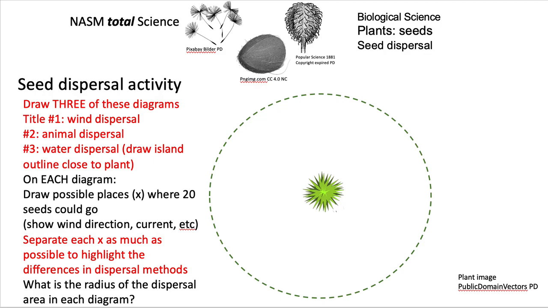You're going to draw 3 different diagrams with a plant in the middle and a circle around it, and you're going to put 20 X's on each of the diagrams. One's wind dispersal, one's animal dispersal, one's water dispersal. How are they different? So you're going to show wind direction, current, etc. And on your diagrams, separate them to heighten the differences between the dispersal methods. Just don't put them all in one spot. And what's the radius for each of your diagrams?